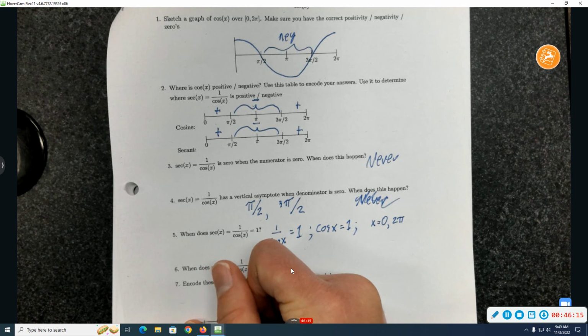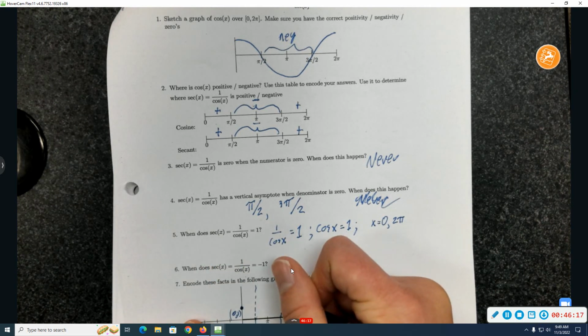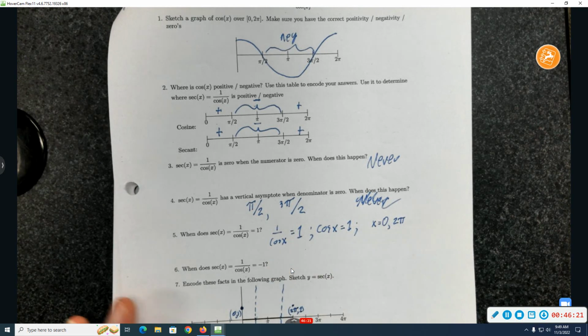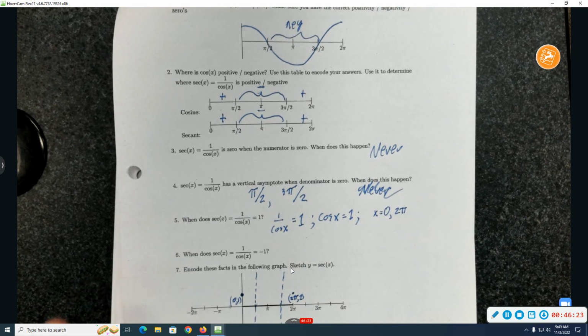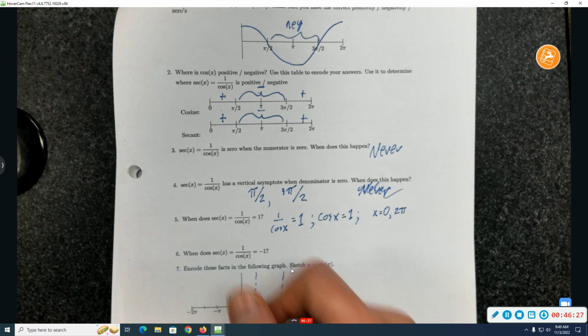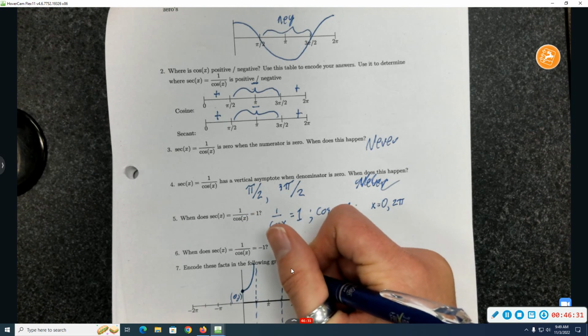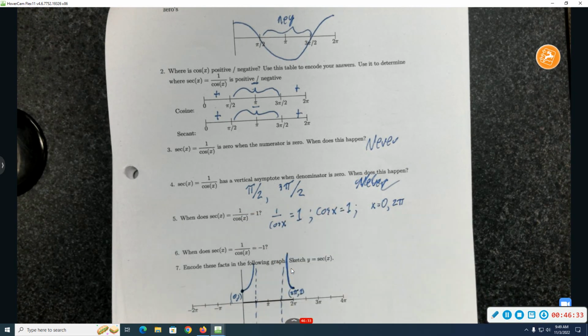All right, that gives me 2 points. I have this point here at 0, 1. I have this point here at 2 pi, comma 1. And those will be extreme values. Those will at the very least be local minima. So we'll open upwards from here to get to these vertical asymptotes. That seem pretty okay?